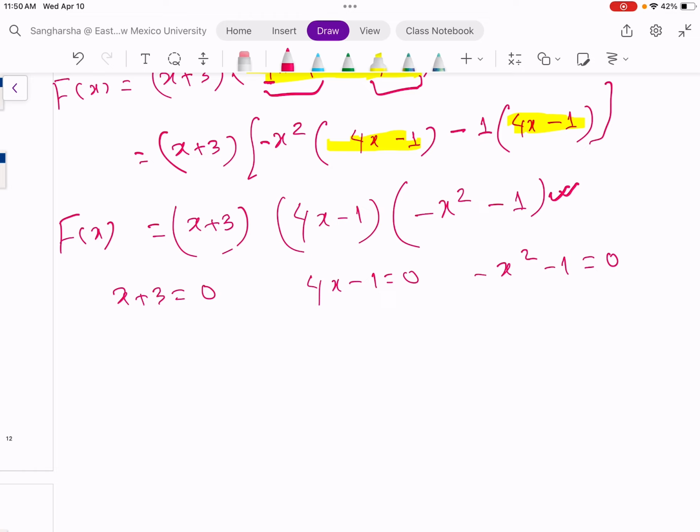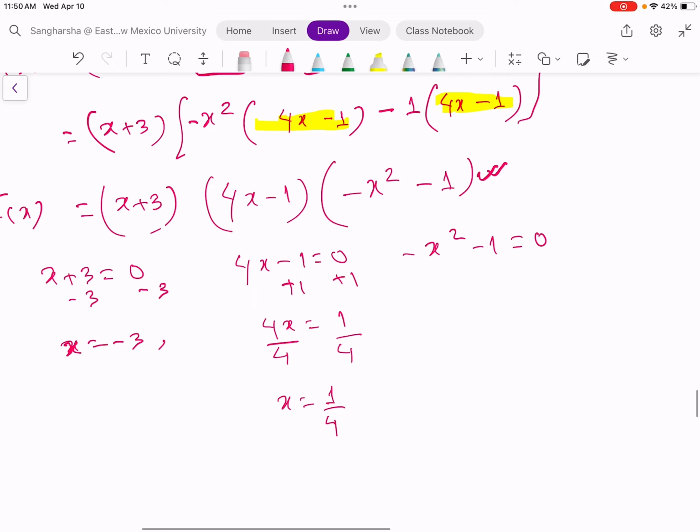Now we set each factor equal to 0. You subtract 3 here, so x equals negative 3. This is one real 0. You add 1 on both sides, we get 4x equals 1. You divide by 4 on both sides, x equals 1/4. So this is the other real 0.